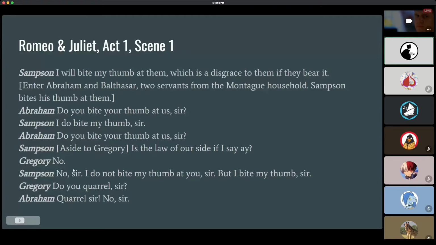In the university performance, yes, it was more quote-unquote authentic, but the Montague boys were a little bit too cocky, right? So it's like, no, sir, I do not bite my thumb at you, sir, but I bite my thumb, sir. It's like, why are you then asking your friend if the law is on your side if you say yes? Doesn't make sense.